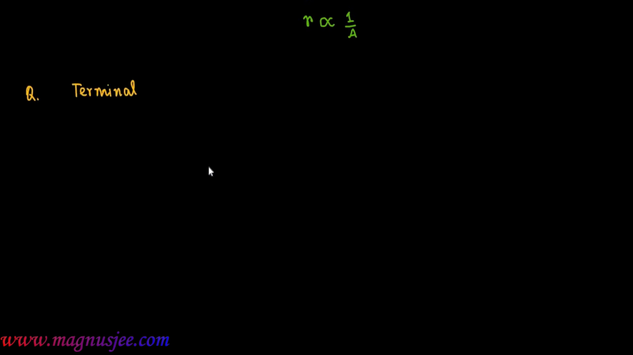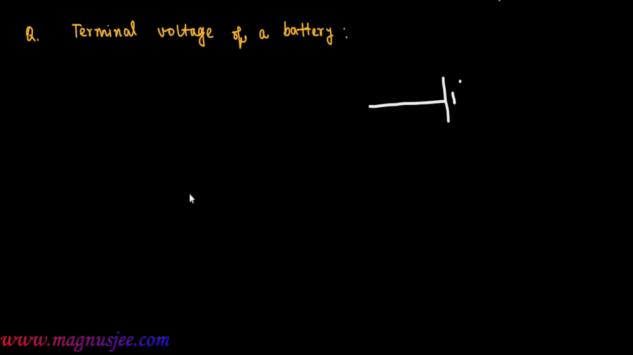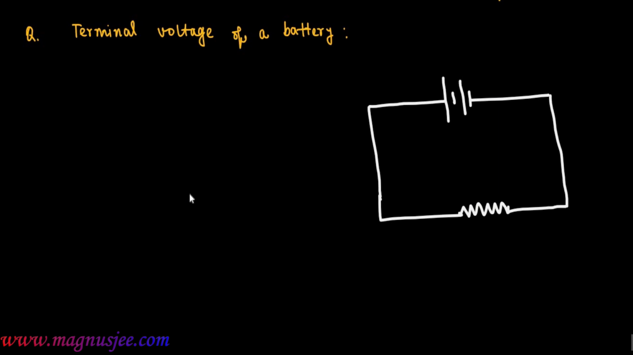Terminal voltage of an electric cell or battery. We can draw a diagram of a battery, and an external resistance capital R is connected to this battery. Small r is the internal resistance of the battery. Capital R is the external resistance which is connected across the battery of EMF capital E.